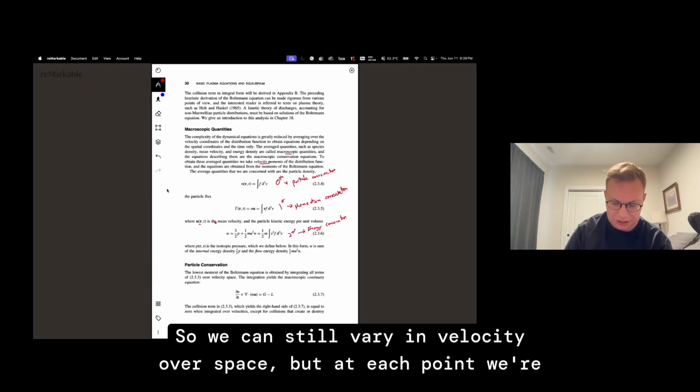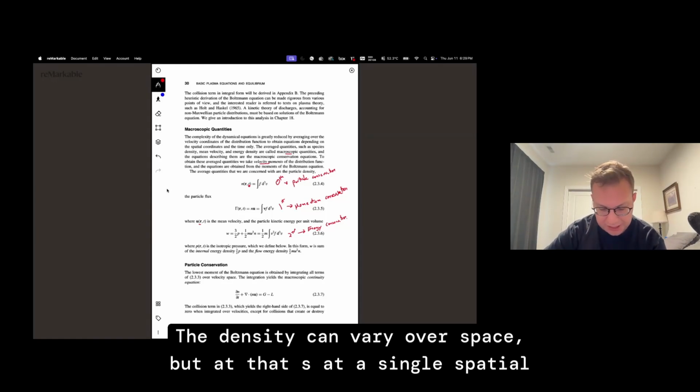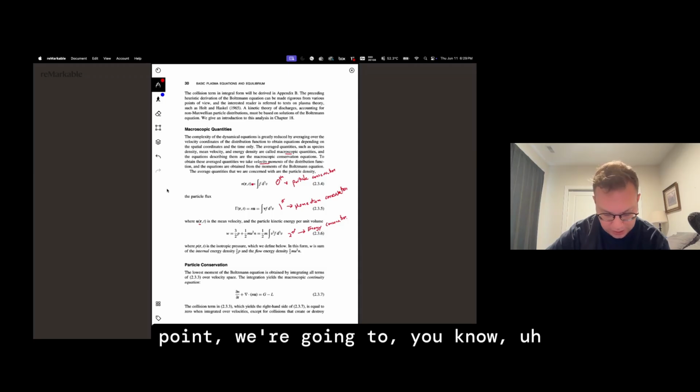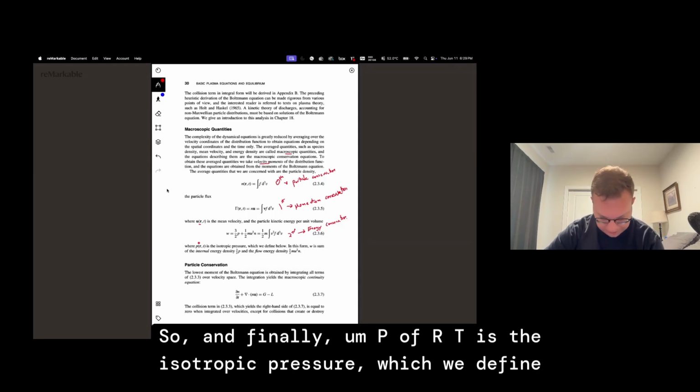So we can still vary the velocity over space, but at each point, we're going to ascribe a single velocity to that point. Same with density. The density can vary over space, but at a single spatial point, we're going to label it with a single density. And finally, p of r,t is the isotropic pressure, which we define below.